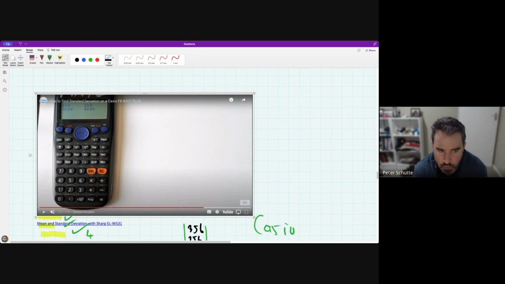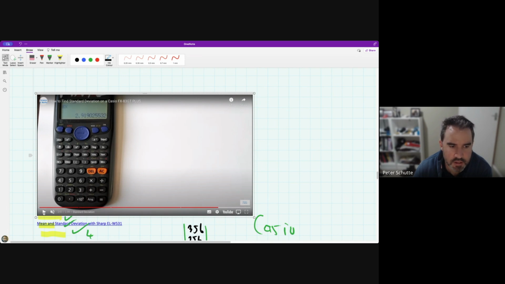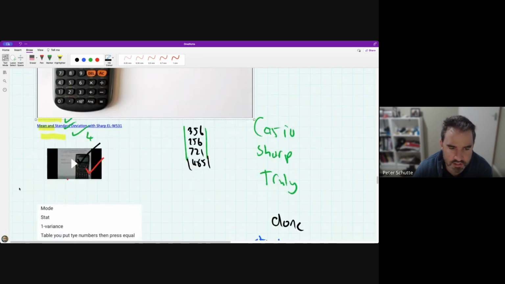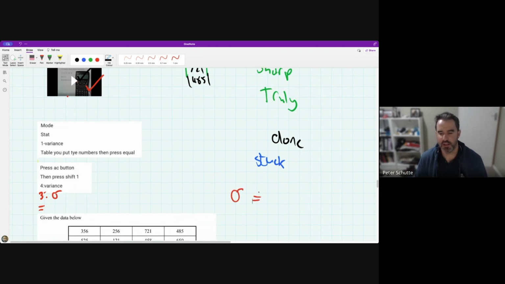So we went Shift 1, and then we chose 4 for the variance, and the 3 is the sigma symbol. So we're going to hit 3, and after you hit 3, what will happen is you need to hit equals, and you will get a value. Now, I want you to try on your calculator. So there should be variance, then a 3 for sigma, and then there should be an equals. I want to see what value you're getting for your standard deviation. What value are you getting for your standard deviation?